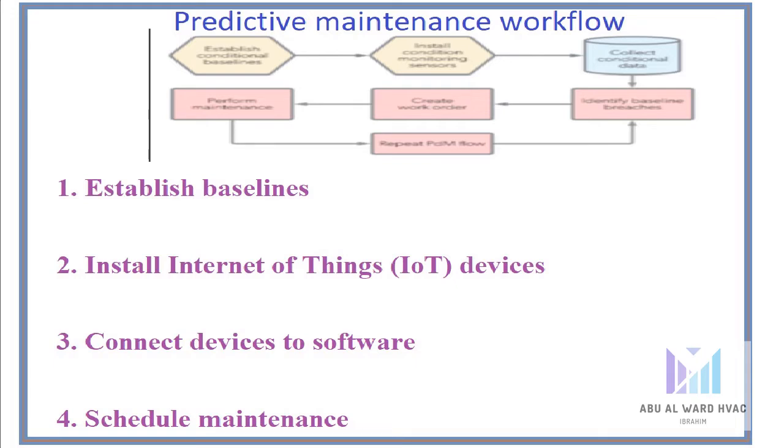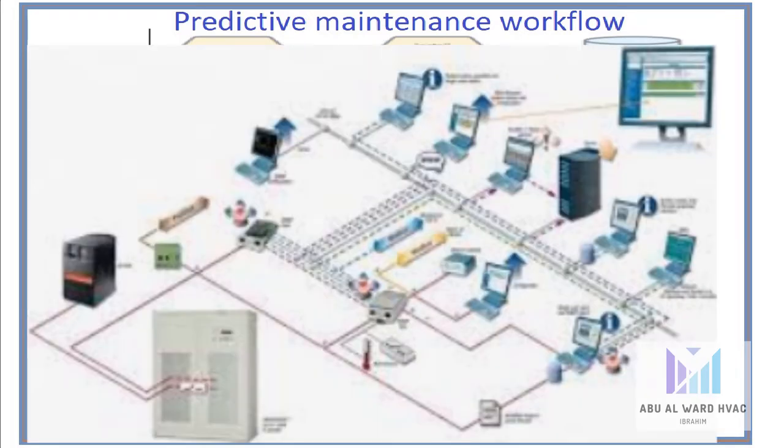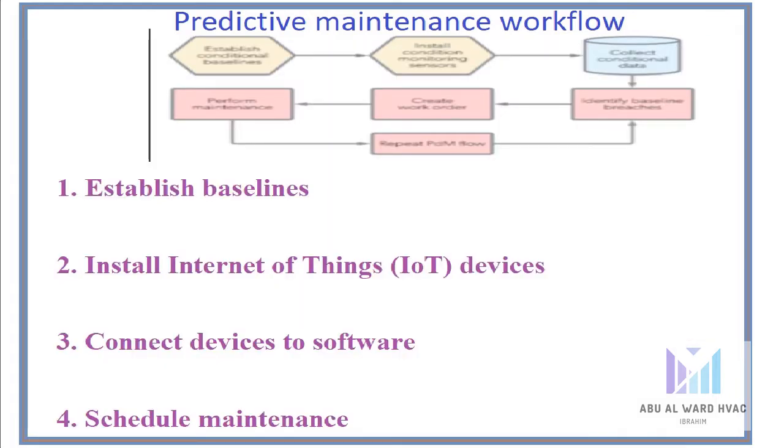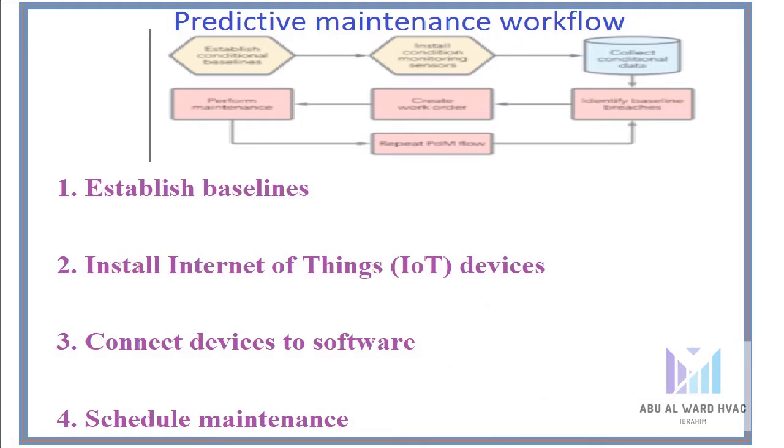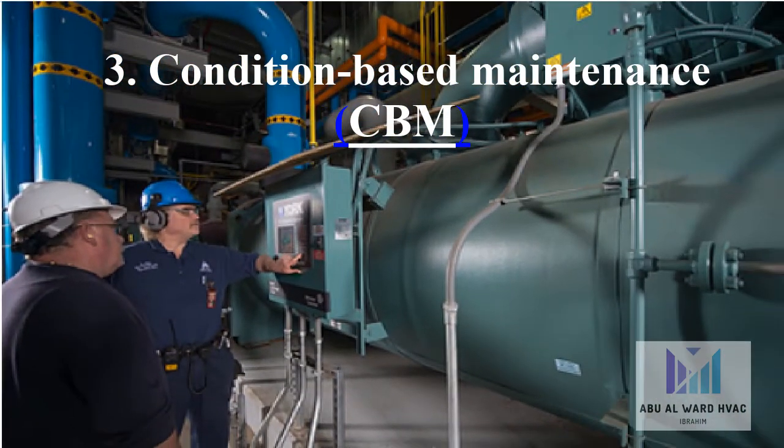Third, connect devices to software. The IoT devices are connected to a CMMS or remote dashboard where data is collected and analyzed. Fourth, schedule maintenance. Inspections are automatically triggered by a CMMS when the condition limit is exceeded, or the person monitoring the dashboard schedules the inspection manually.